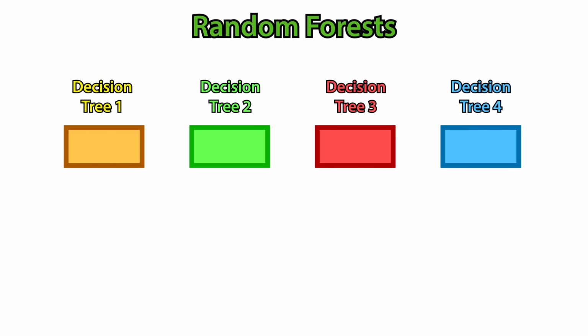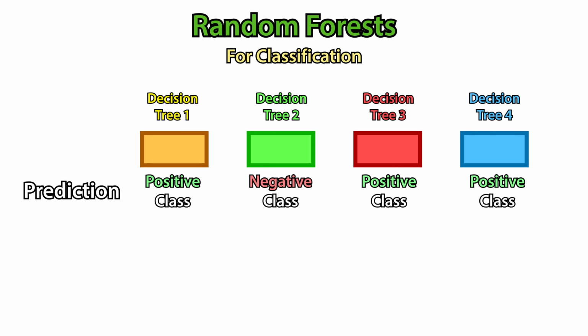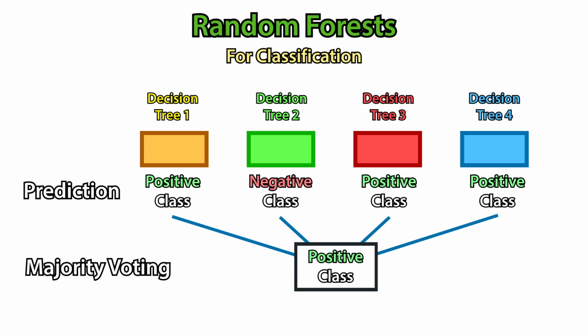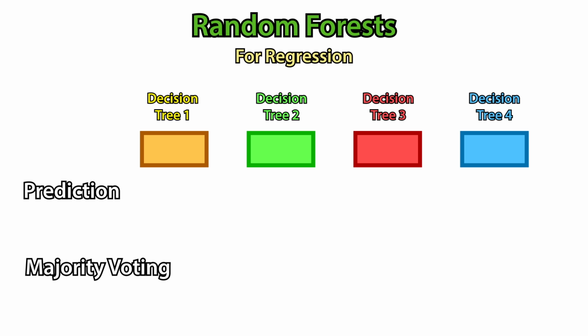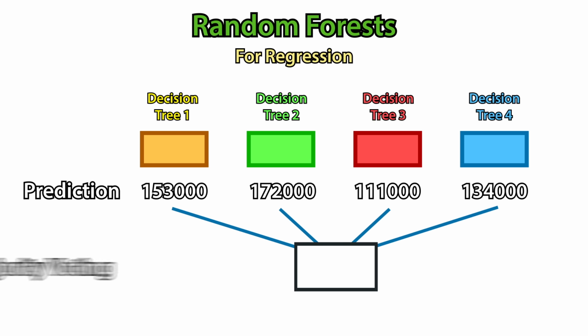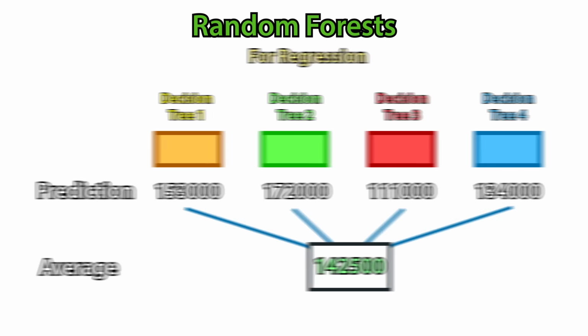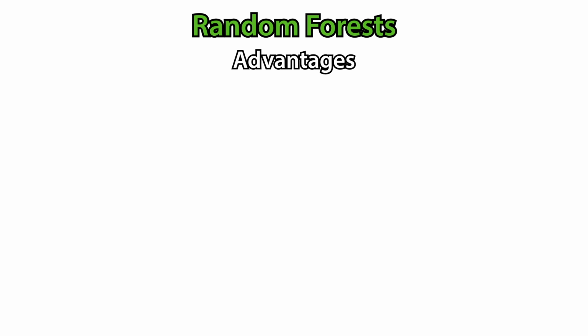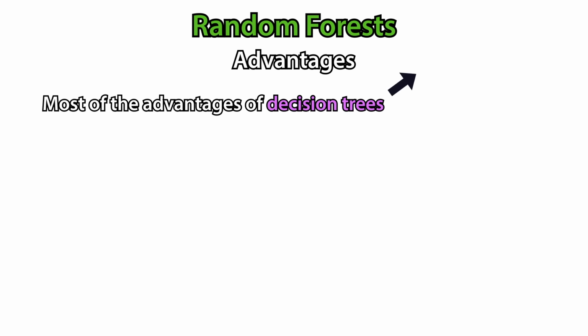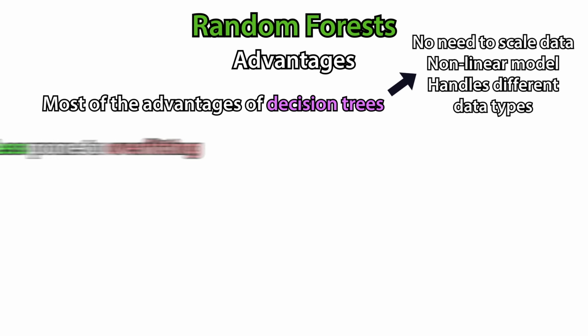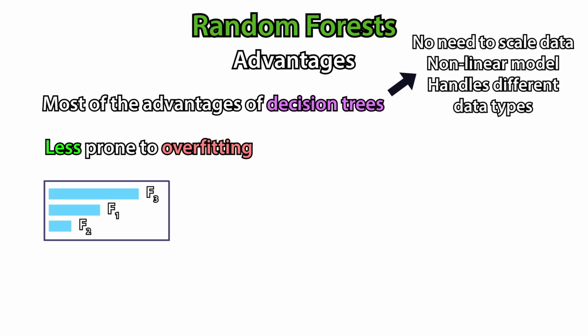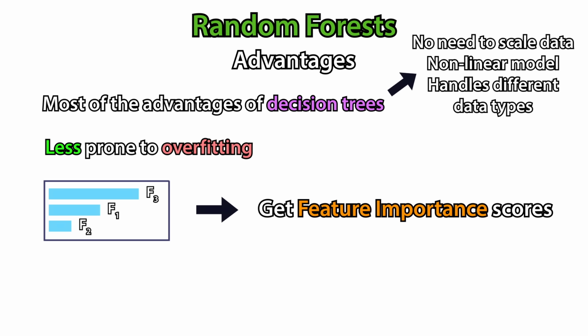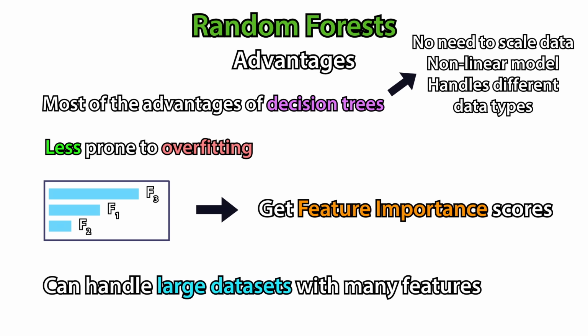For classification, all trees predict a class label, then majority voting is used to get the final prediction. For regression, all trees predict a continuous value, which is then averaged to get the final output. Some of the main advantages of random forests include most of the advantages of decision trees. It is less prone to overfitting and generalizes better on unseen data. You can get feature importance scores for random forests, as for decision trees. Lastly, they can handle large datasets with high dimensionality.